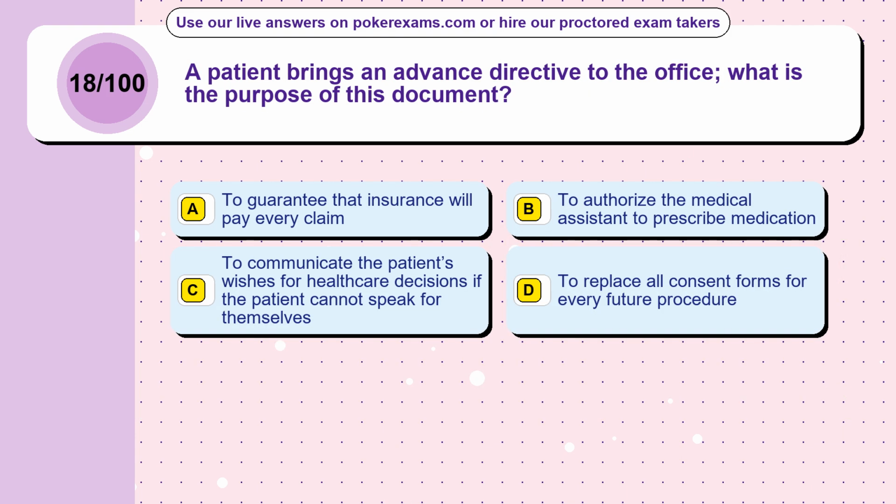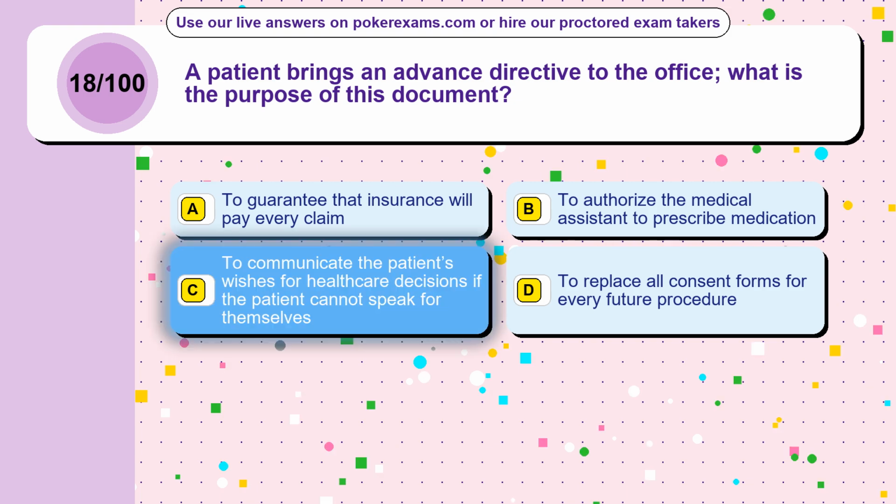Question 18. A patient brings an advance directive to the office. What is the purpose of this document? Option A, to guarantee that insurance will pay every claim. Option B, to authorize the medical assistant to prescribe medication. Option C, to communicate the patient's wishes for healthcare decisions if the patient cannot speak for themselves. Option D, to replace all consent forms for every future procedure.